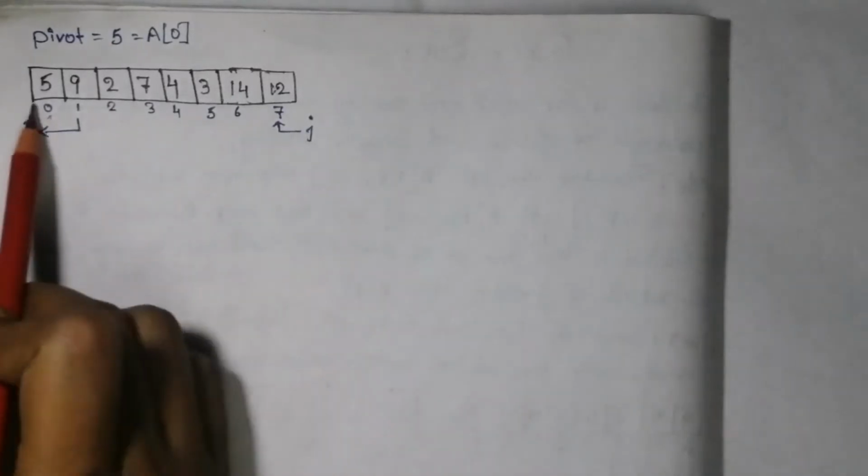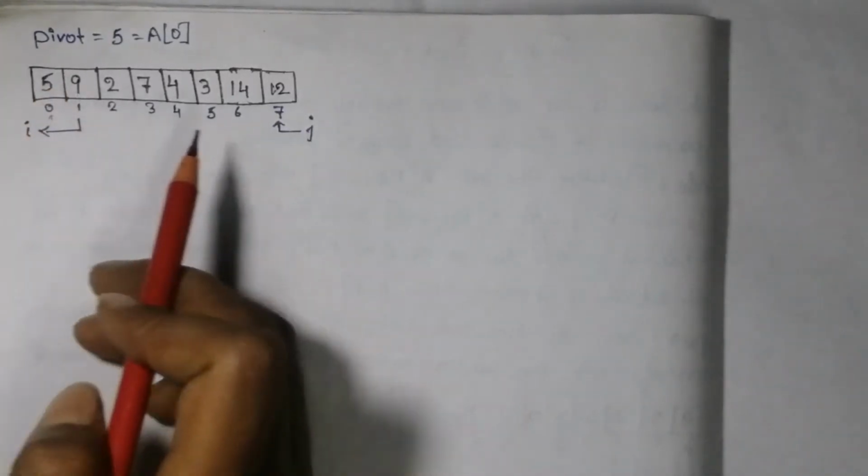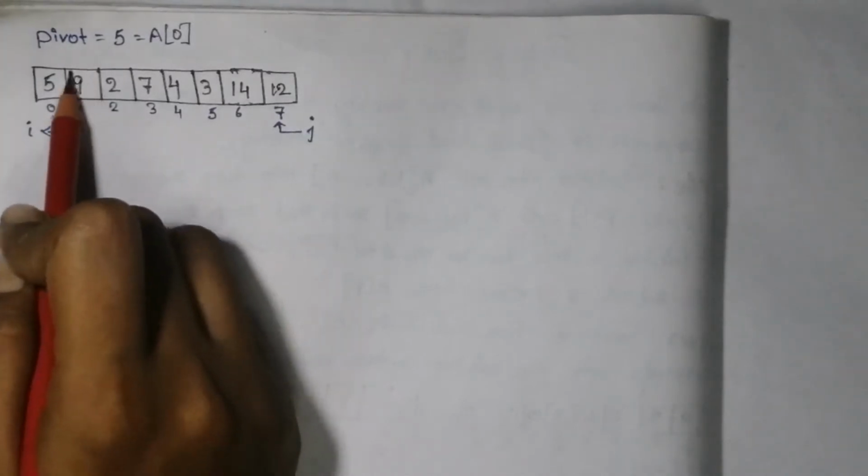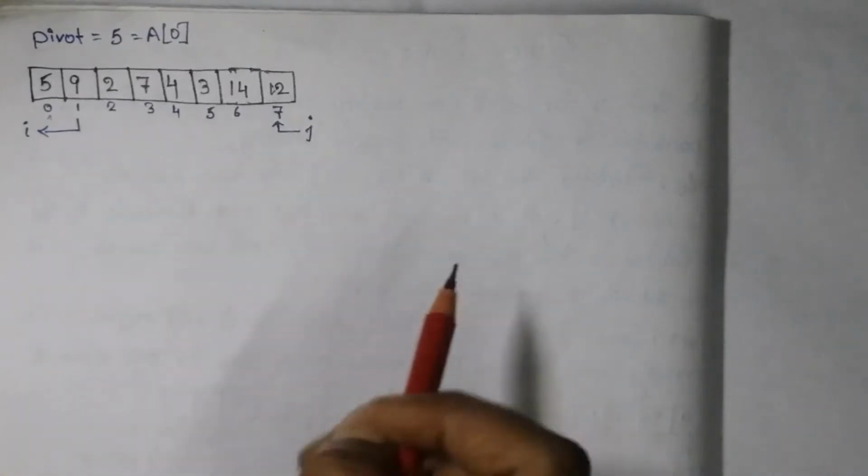So whenever we want to place an element in its sorted position, we need to shift all the elements which are greater to the right side, and we need to shift all the elements which are smaller than the pivot to the left side. So this is how we'll do this.